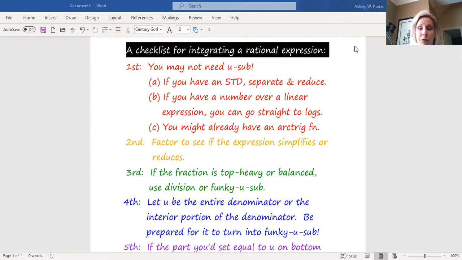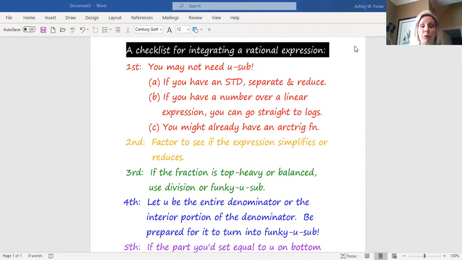Third, if the fraction's top heavy or if it's balanced, that usually means you can go right into a simple u substitution, where the u will become linear, which leads you into the whole funky u kind of thing. Or you can just do long or synthetic division and usually get around u-substitution in that case as well.